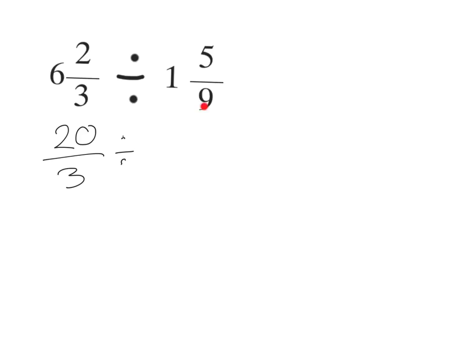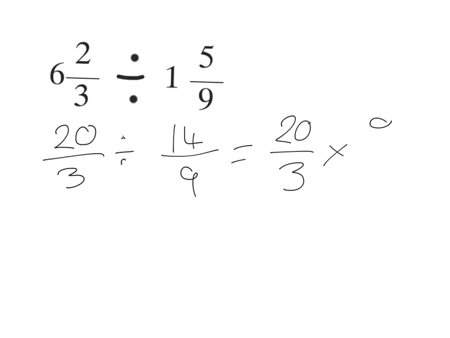In the next one, we do 9 times 1, which is 9, plus 5, which is 14. So 14/9. We then need to remember to flip the second fraction upside down and multiply. Now we're at the multiplying stage, we can check the diagonals for cancelling. And this fraction will cancel. The 3 and the 9 cancel to a 1 and a 3. The 20 and the 14, dividing by 2, cancel to 10 and 7.